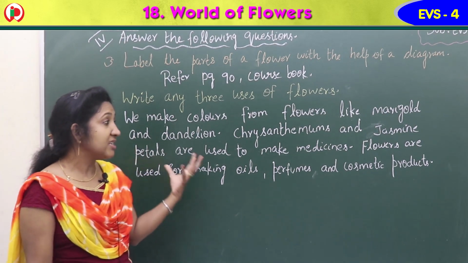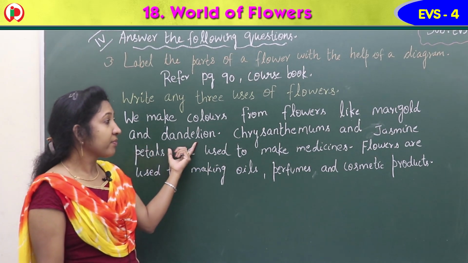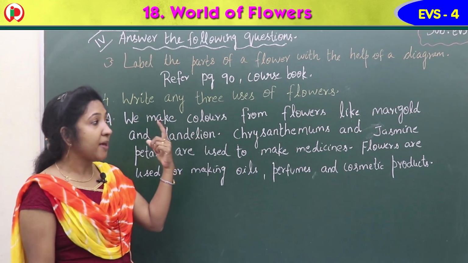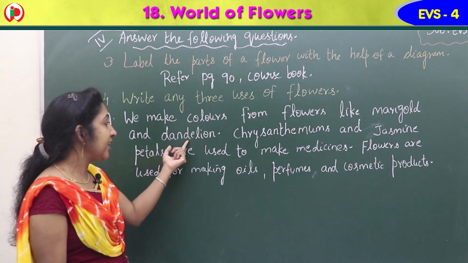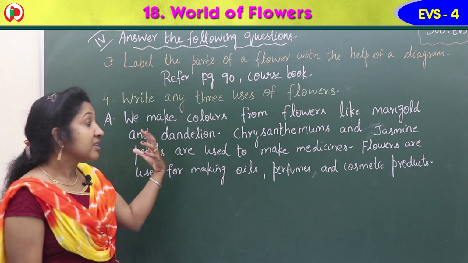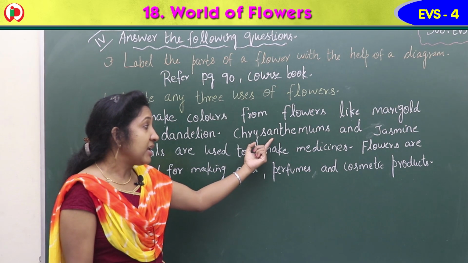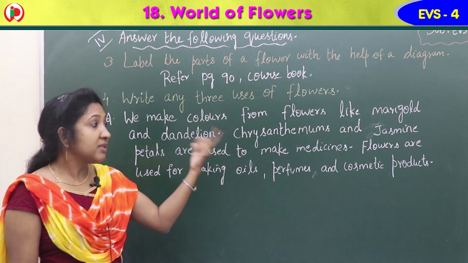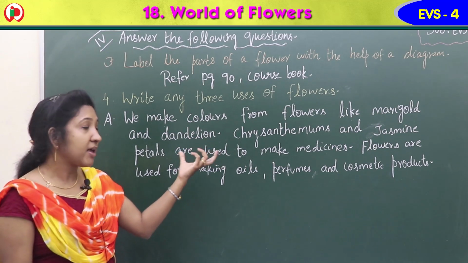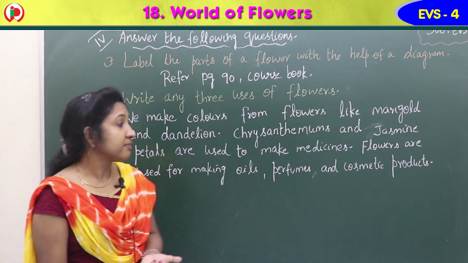Answer: we make colors from flowers like marigold and dandelion. And see the spelling and write M-A-R-I-G-O-L-D, marigold, dandelion, D-A-N-D-E-L-I-O-N. Chrysanthemums, C-H-R-Y-S-A-N-T-H-E-M-U-M-S. Chrysanthemums and jasmine, J-A-S-M-I-N-E. Their petals are used to make medicines.